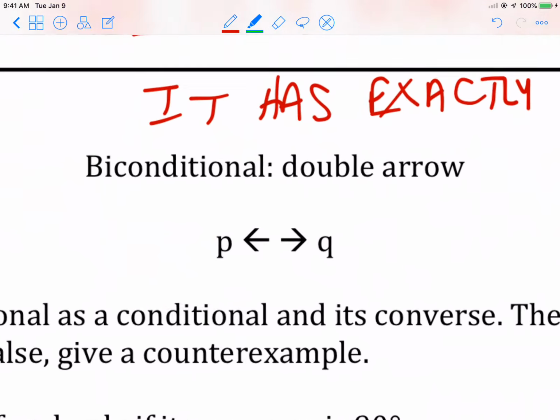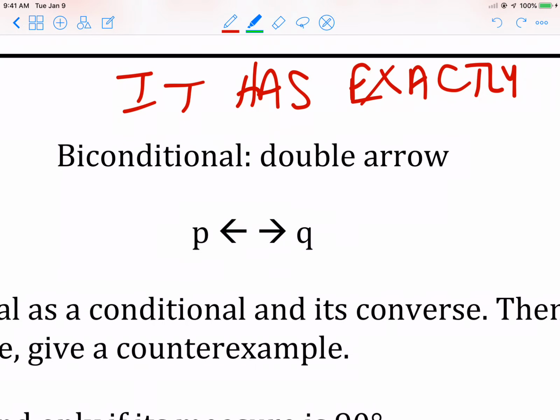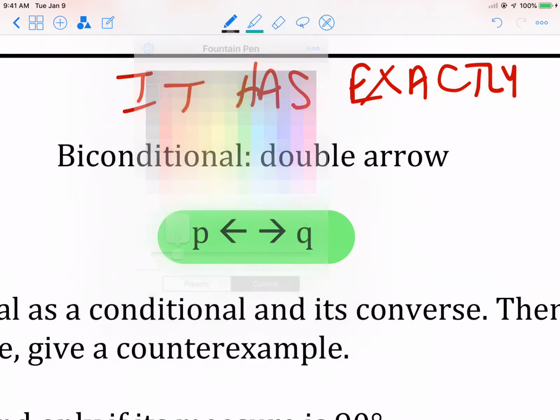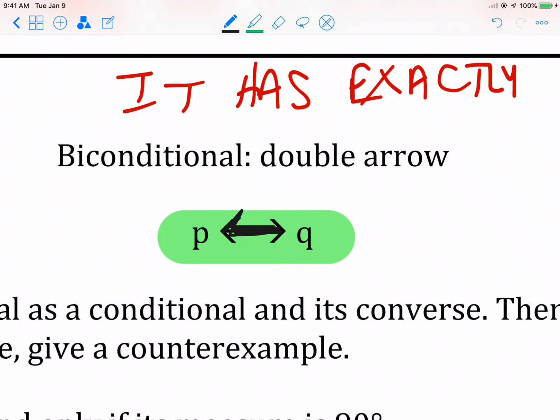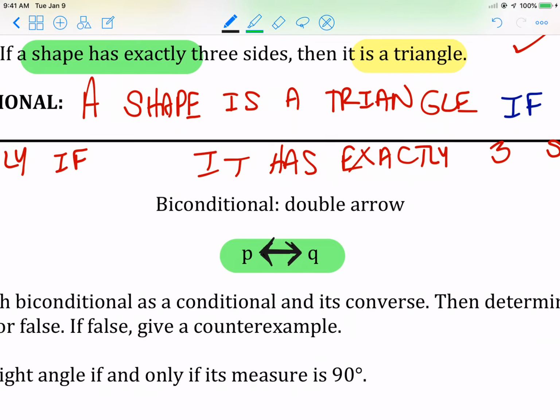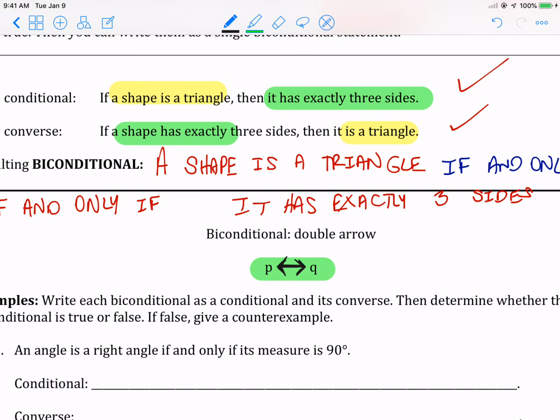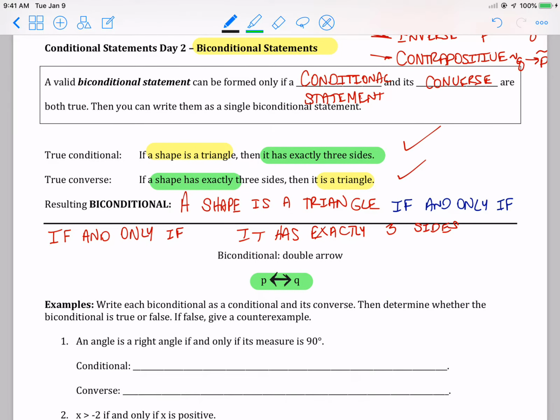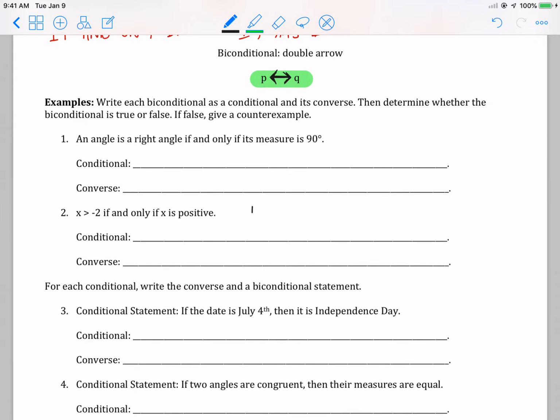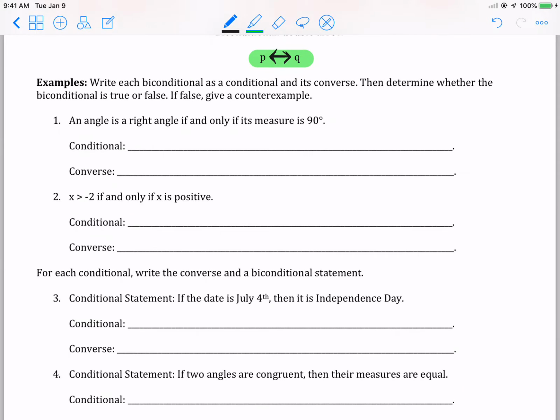Okay. Our notation for that is this guy right here. So we get this P, and then guys, this arrow kind of has to be connected. Word's a little funky. So we're going P, double arrow, Q. And that means I can write P first, I can write Q first. It doesn't matter. They're interchangeable because it's going to create this biconditional statement. So a couple of examples. We're going to write each biconditional as a conditional and its converse, and then determine whether the biconditional is true or false.